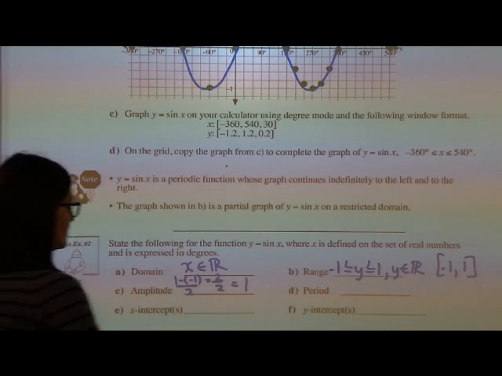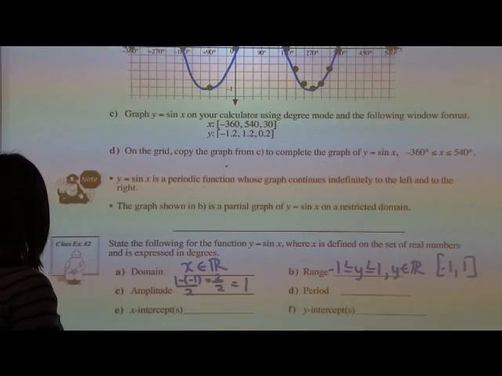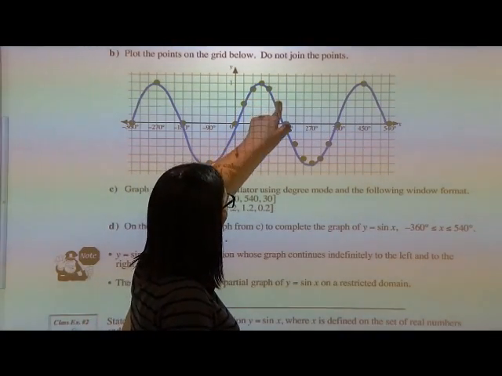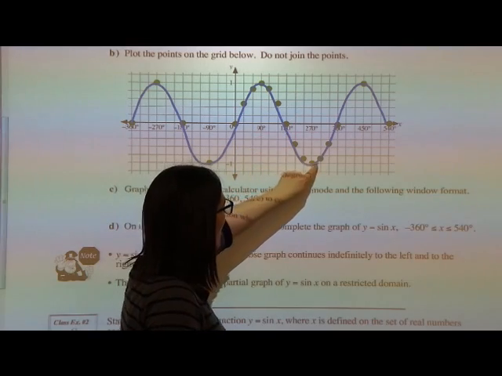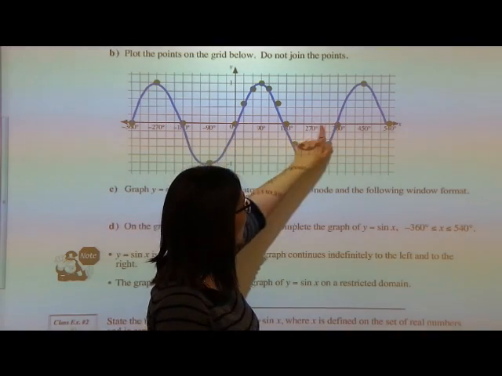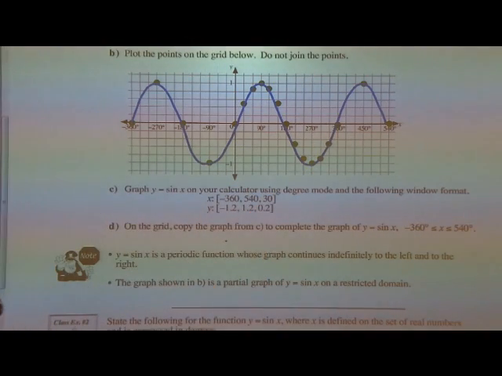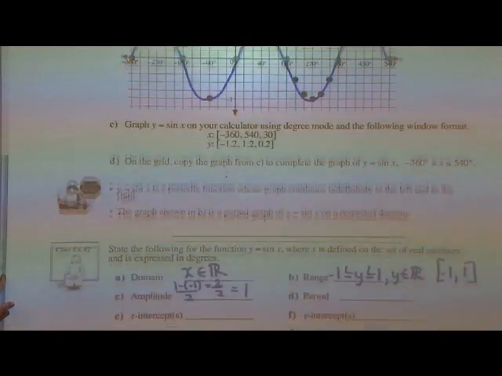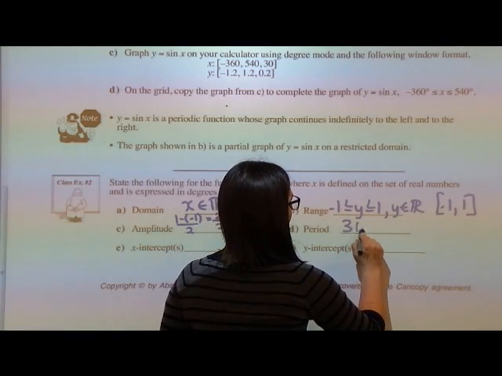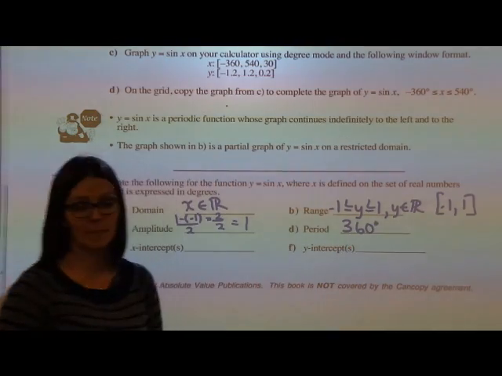For my period, if I start at 0, the graph goes up, comes back to 0, goes back down, and comes back up again, and then I get that repeat. So it took 360 degrees to get that repeating pattern. So my period is 360 degrees.